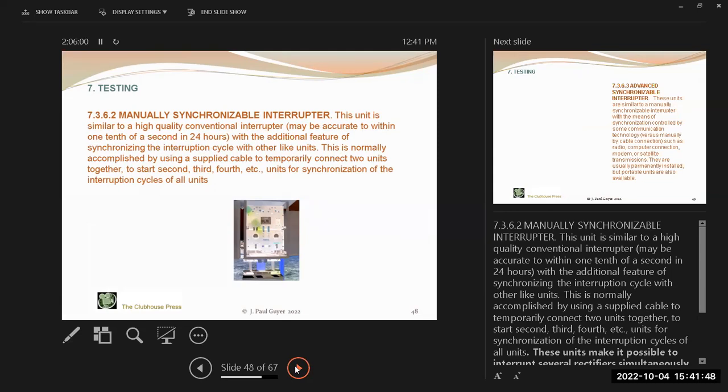Manually synchronizable interrupter: this unit is similar to a high quality conventional interrupter and may be accurate to within 1/10 of a second in 24 hours, with the additional feature of synchronizing the interruption cycle with other like units. This is normally accomplished by using a supplied cable to temporarily connect two units together to start second, third, fourth, etc. units for synchronization of the interruption cycles of all units.